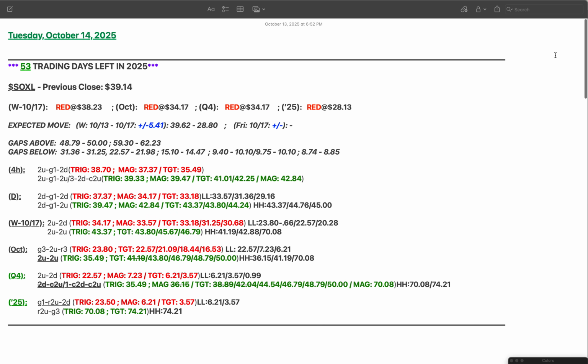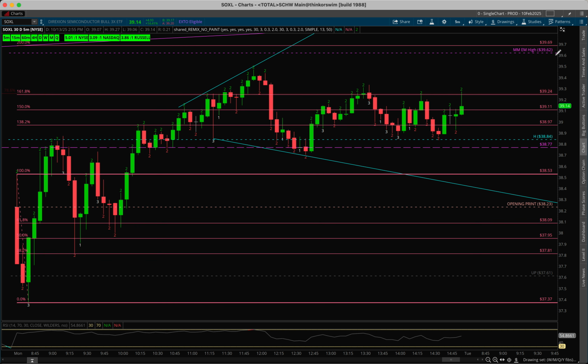All right, so just getting into the charts, this is today's intraday price action on the 5-minute level. We're just going to look at it from a scalping perspective first. We did have today's opening print here at 38.23.